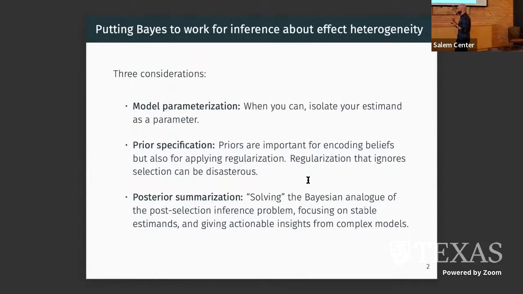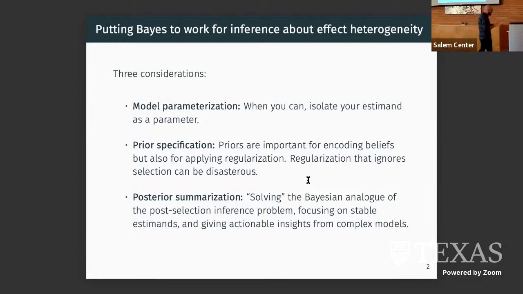So like I said, we're going to have these three considerations. The first one, model parameterization. The take home here is really going to be: when you can, isolate the thing that you're trying to estimate and make it a parameter in your model. Okay. Prior specification. Prior distributions are important for encoding beliefs, things like plausible ranges for treatment effects and plausible variation in treatment effects across populations, but also for generically applying regularization.